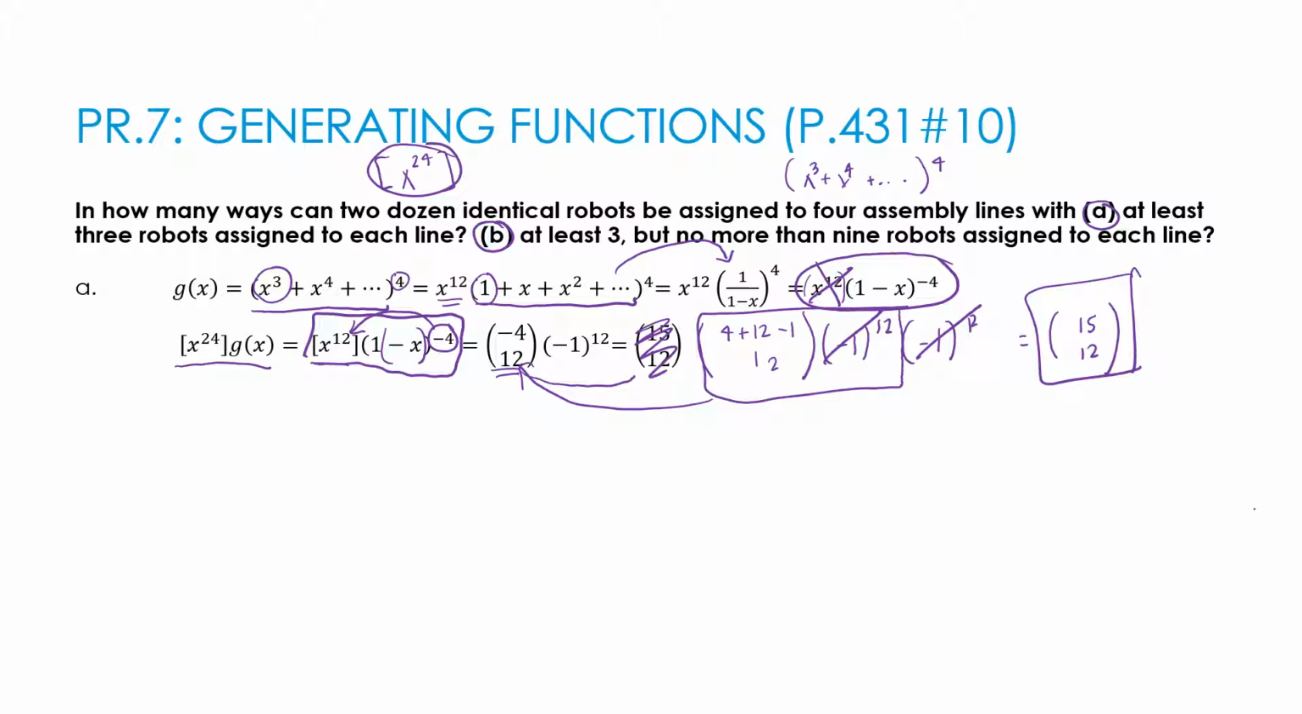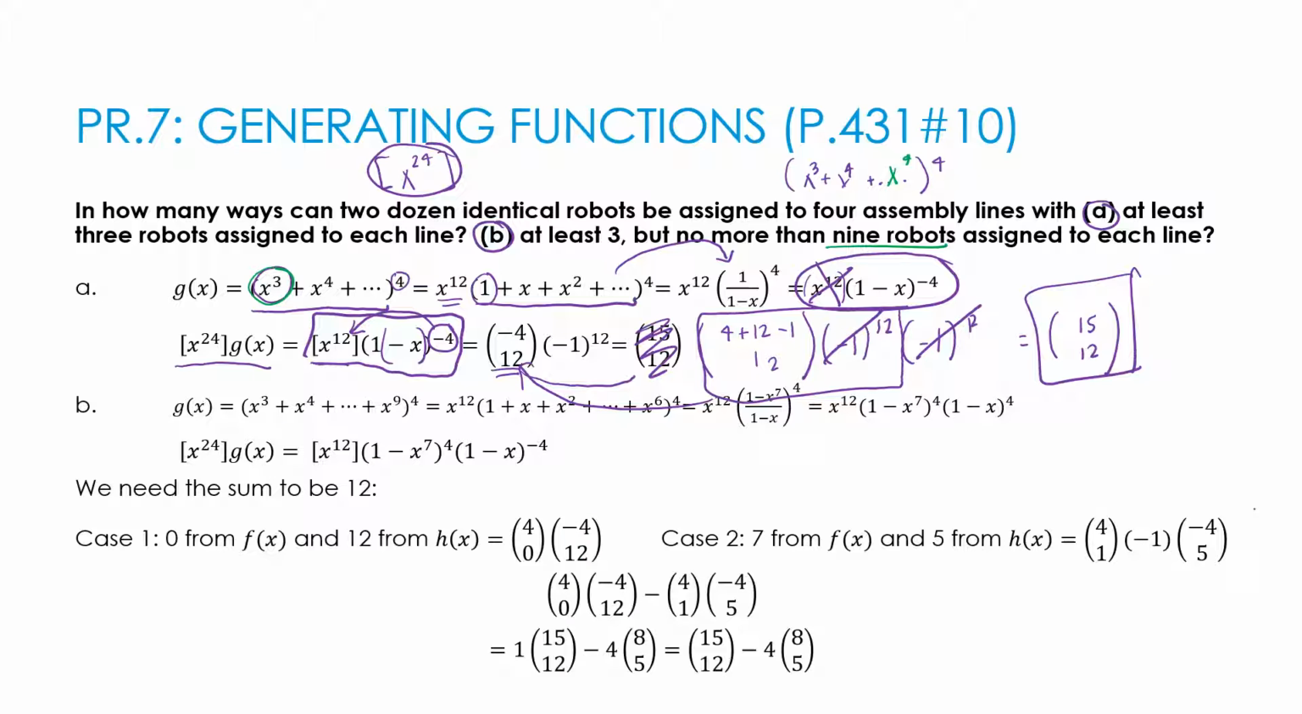For part B, just like on our last question dealing with bins and balls, the only thing different is now I'm going to have an endpoint here of x to the no more than 9 robots. So that's going to be x to the 9th, which means when I factor out the 3 x's, my endpoint is going to be x to the 6th.